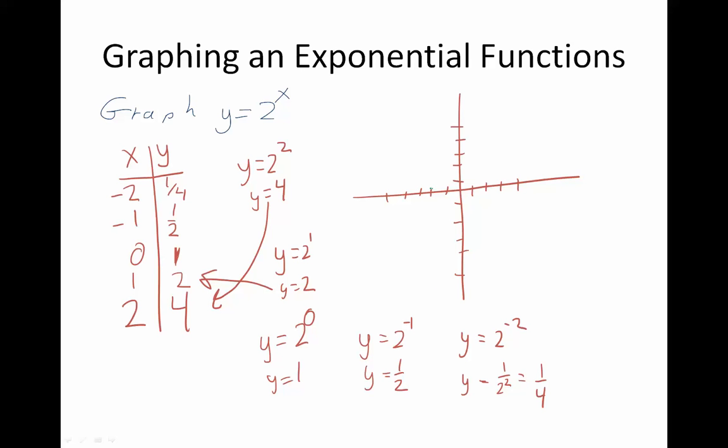Stop it. And then we've got negative 1, 1/2. Negative 1, 1/2 is right about there. Stop it. You are not cooperating. 0, 1. 0, 1 is right there. 1, 2. 1, 2 is there. And finally 2, 4.